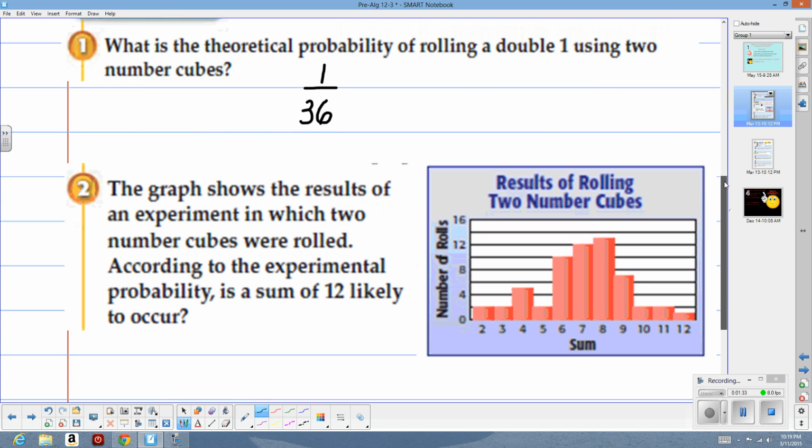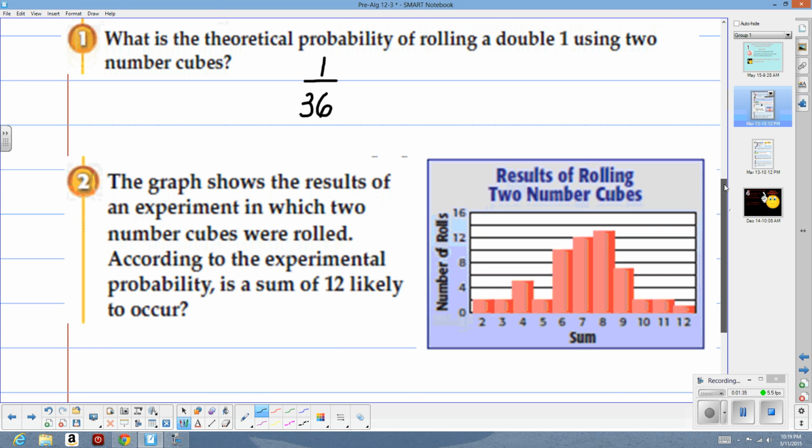Number 2 says the graph shows the results of an experiment in which 2 number cubes were rolled. According to the experimental probability, is the sum of 12 likely to occur? Well, the number 12 showed up one time out of a lot of rolls. So it was not very likely.